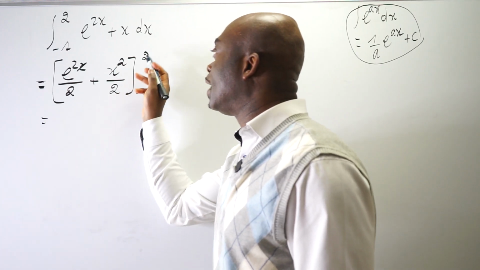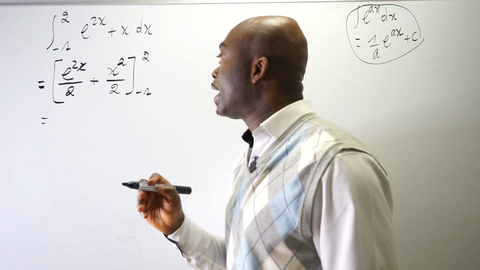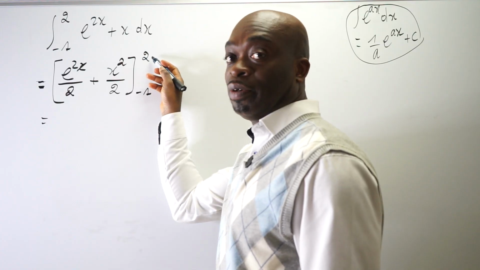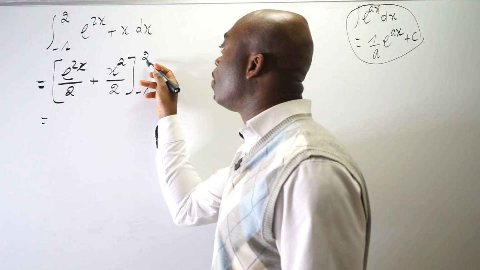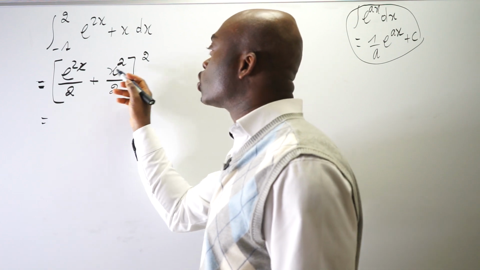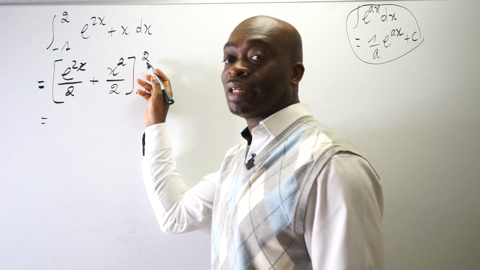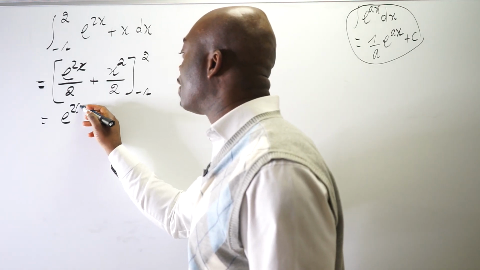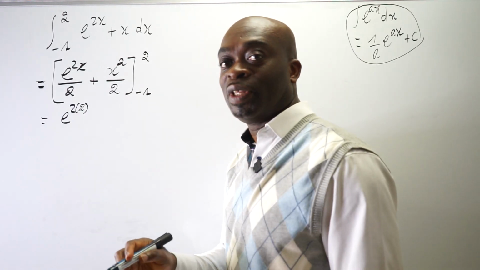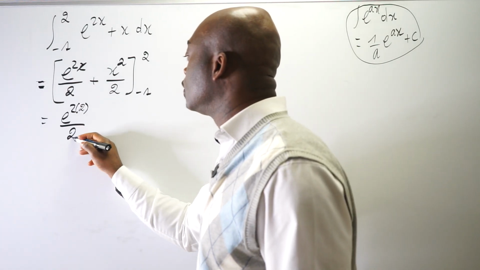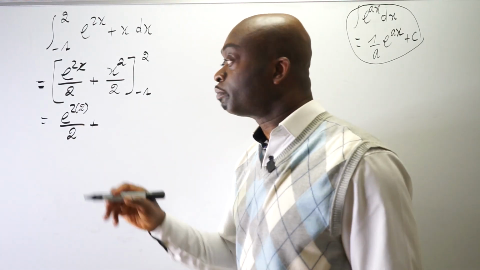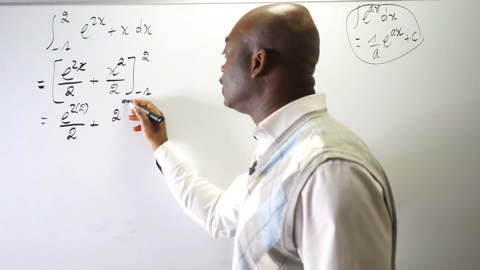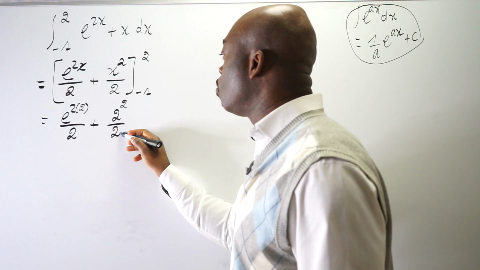Now we're going to apply the range. We always go with the upper number first, so we substitute x with +2. That will be exponential 2 times 2, instead of x there's a 2, over 2, plus, same thing here, instead of x we have 2 again, and then power 2 over 2.